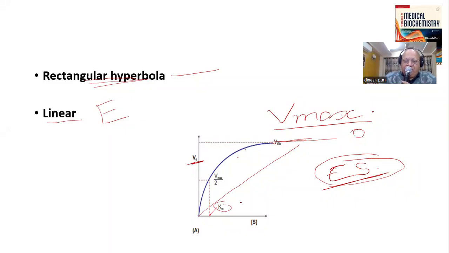In this video, and the previous one, I have tried to explain why different shapes are obtained: bell shape, rectangular hyperbola, linear. Because I found that the students are able to draw the curves, name the curves, but why we obtain these curves, there they fumble. Hence this video.